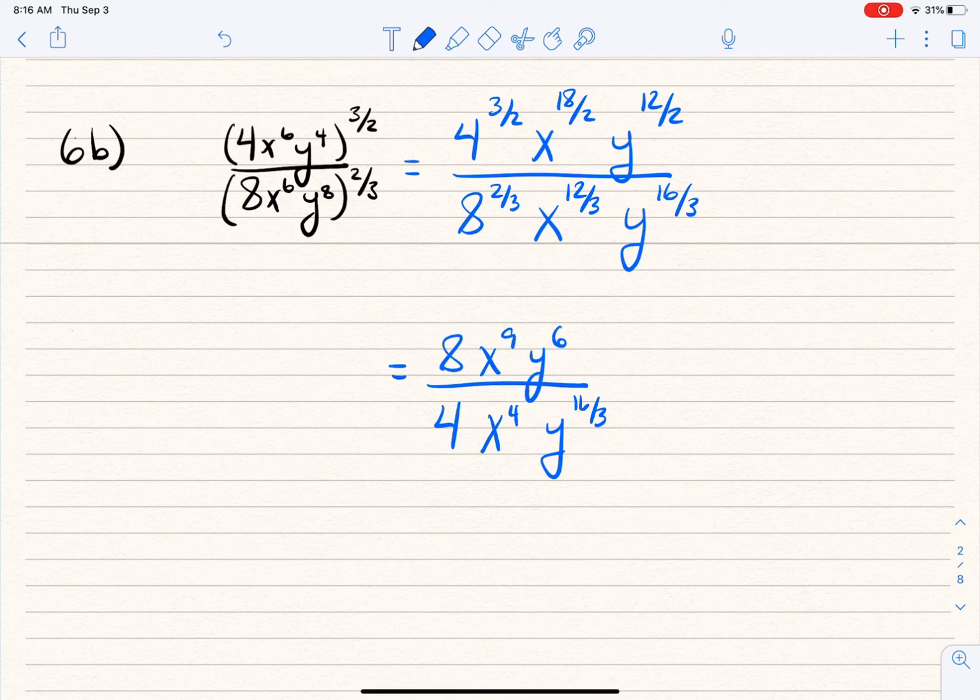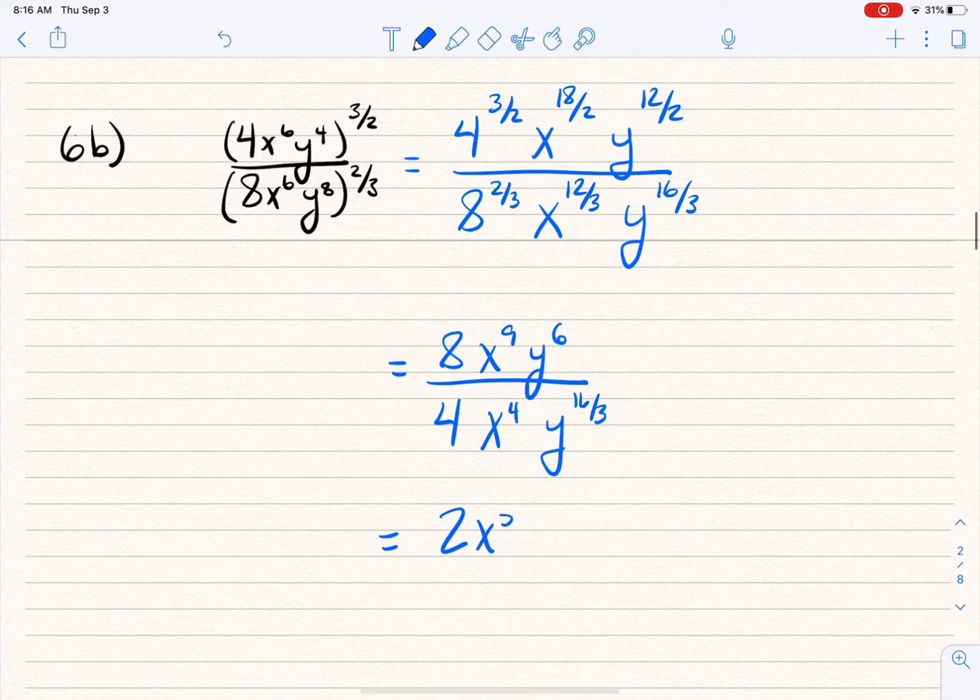Okay, and now let's reduce this thing. 8 over 4 is clearly 2. x to the 9th over x to the 4th leaves x to the 5th up top. And then on this last part, we have y to the 6th up top, and we have 16/3 at the bottom. So to subtract those, I would have to think about common denominators. And so we'd go with 6 is how many thirds? Well, you multiply it by 3 over 3, and you get 18/3. So 6 is the same thing as 18/3.